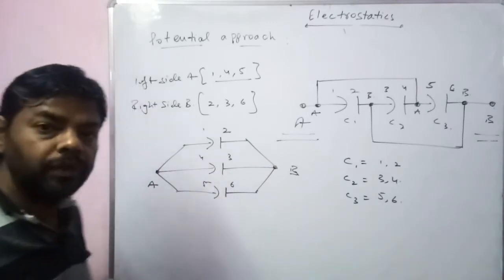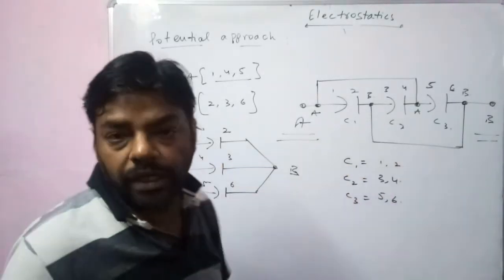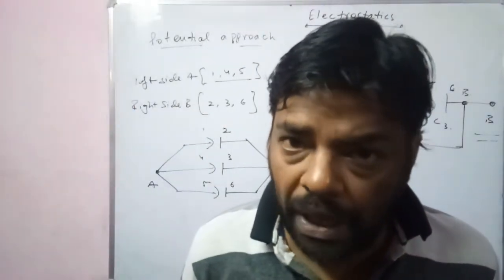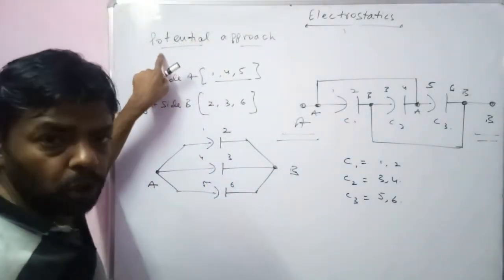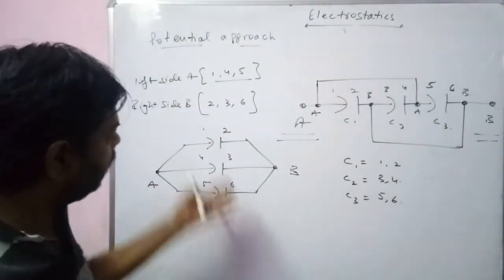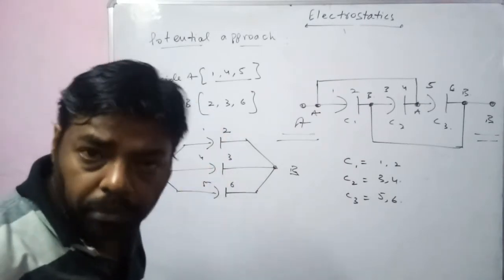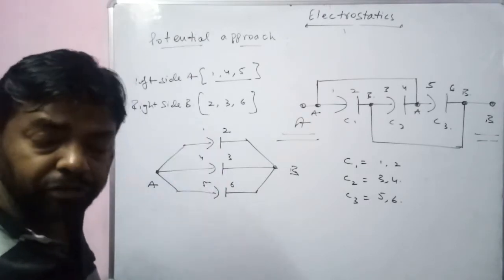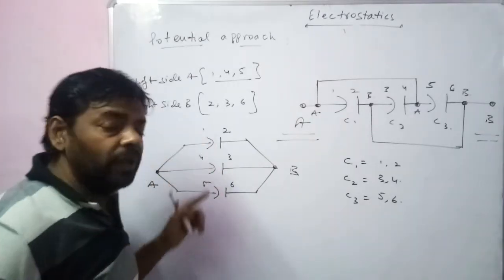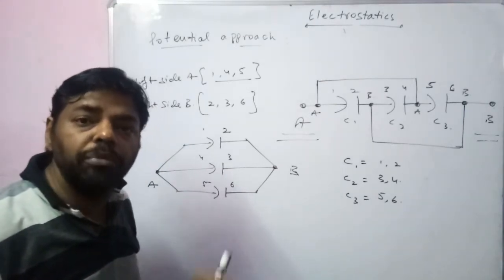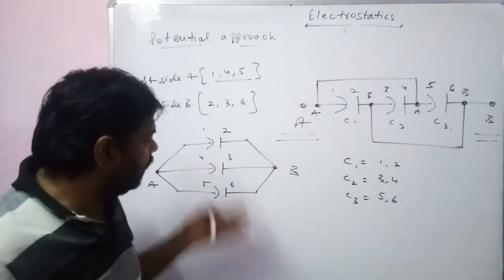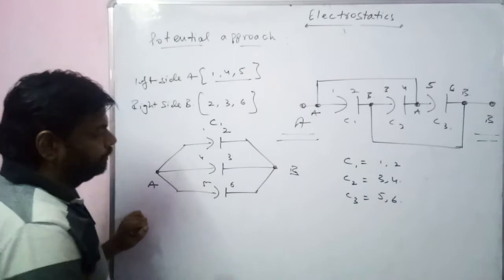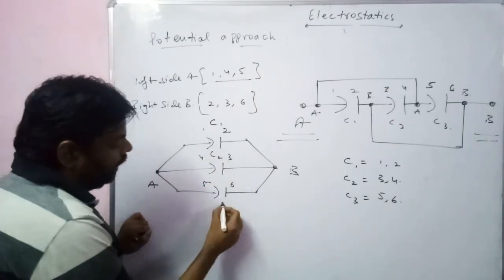This way. Clear? At first sight, it becomes very difficult for us to find the series combination or the parallel combination. But when we use this potential approach and rebuild the circuit, it becomes quite simple. After rebuilding the circuit, it becomes very easy for us to identify the series combination or the parallel combination. Now, name the capacitors: C1, C2, and C3.